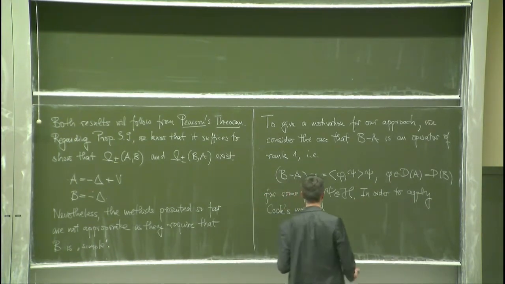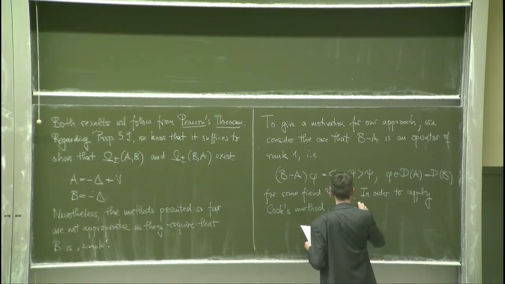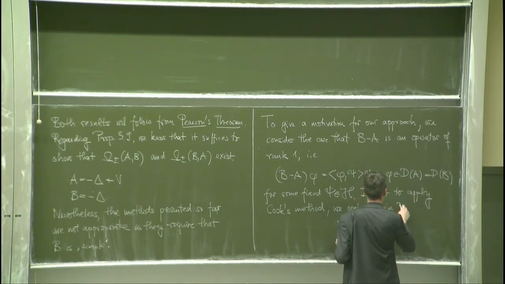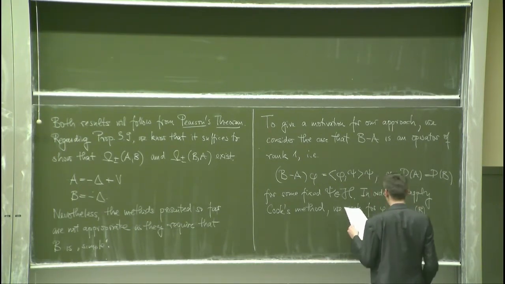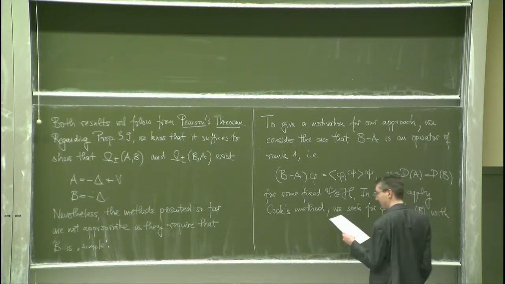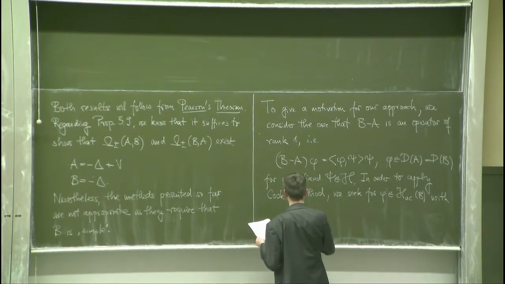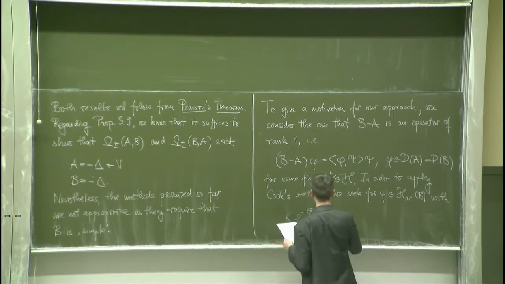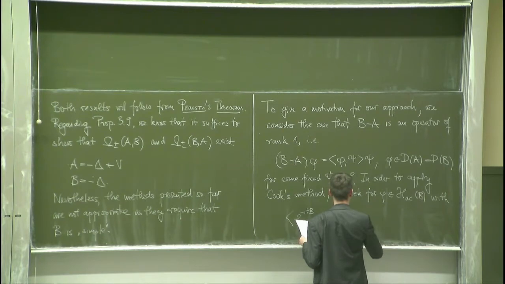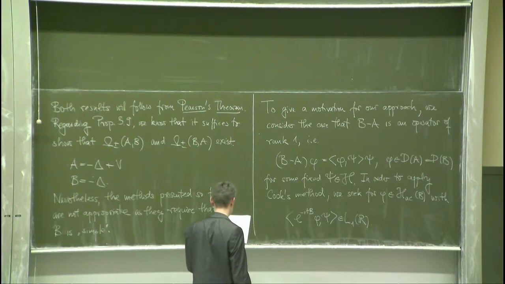we seek for phi in HAC of B with the following property, that the scalar product exponential minus ITB phi psi is in L1 of R.